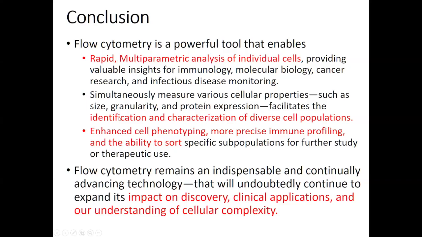And as I said, it helps in identification and characterization of diverse cell populations, because here you are exploring both physical properties as well as the antigens and proteins present in the cell. And enhanced cell phenotyping, more precise immune profiling by flow. For example, with the 40-color flow cytometer I showed you, you can clearly dissect out your immune system and study it to the precision of immune profiling and the cytokines it can produce. And finally, it remains an indispensable tool, continually advancing technology that will undoubtedly continue to expand its impact on discovery, clinical applications, and our understanding of cellular complexity.